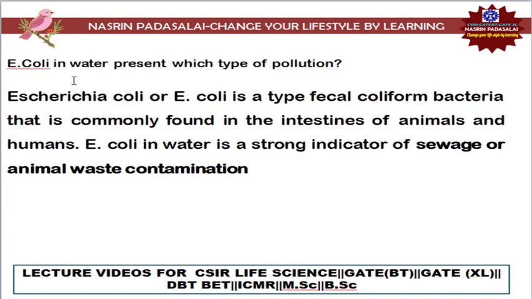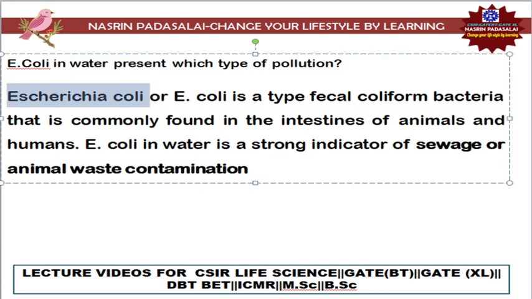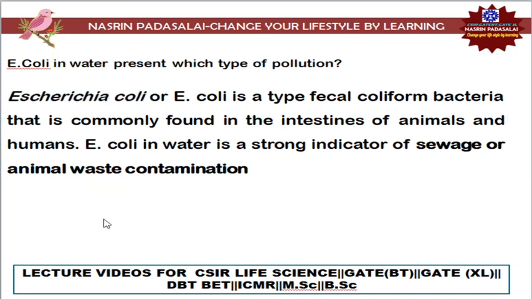Next, E. coli present in water indicates which type of pollution? E. coli is a fecal coliform bacteria, and it is commonly found in the intestine of animals and humans. This E. coli is a strong indicator of sewage or animal waste contamination. So E. coli in water represents water pollution by sewage or animal waste contamination.